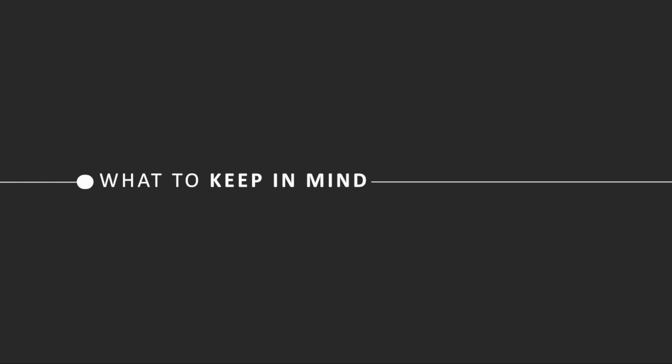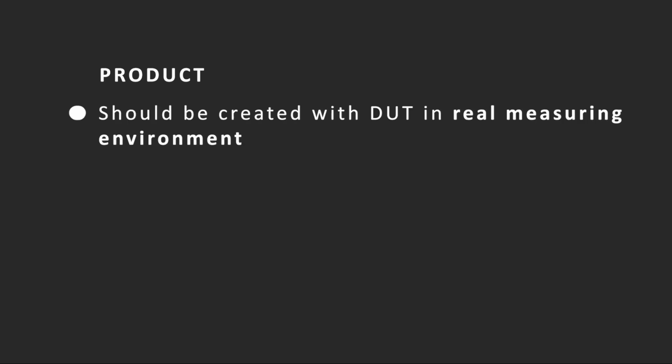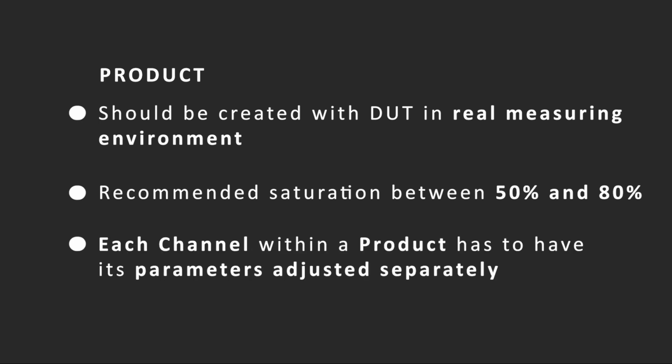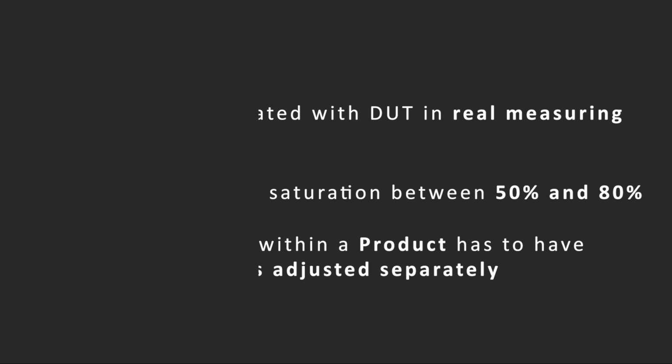Now I will tell you some things that you have to keep in mind while creating a product or setting up a user value adjustment. While creating a product, you should keep your DUT in the environment where you really want to measure. This way you can get accurate results. Saturation should be kept between 50% and 80% to ensure a stable signal, and each channel within a product has to have its parameters adjusted separately. So, if you have adjusted one channel, that doesn't mean that the parameters are carried over for all channels.